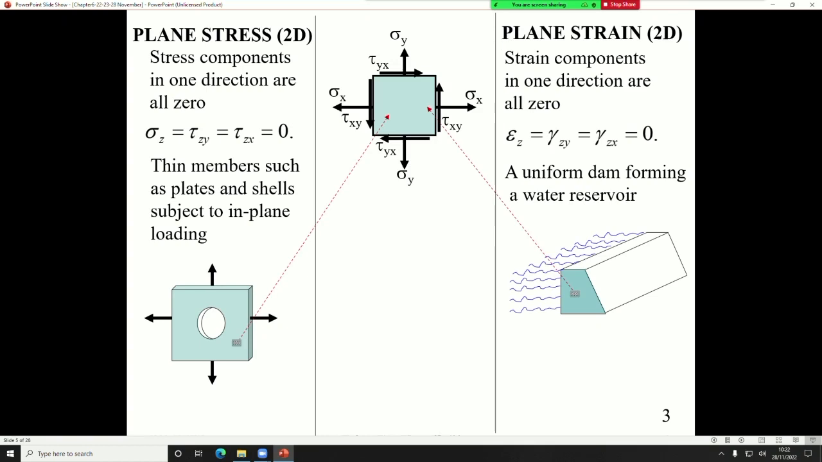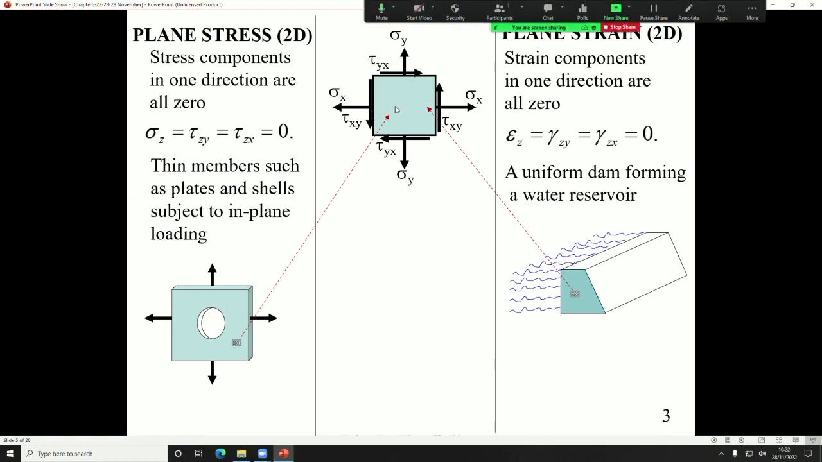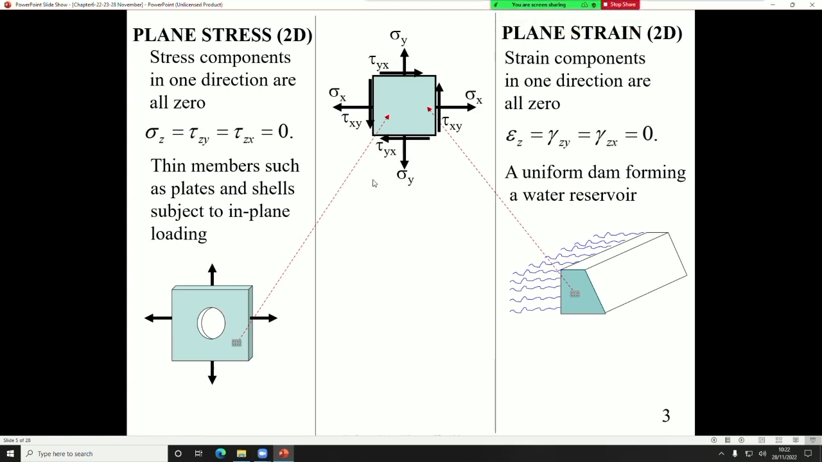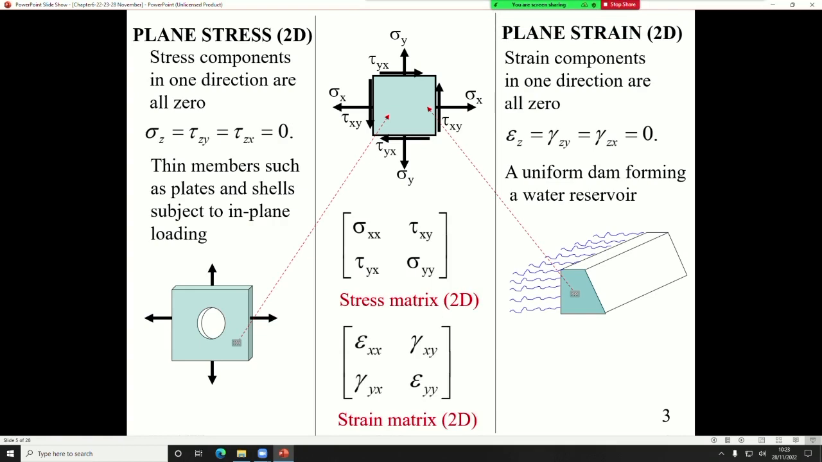you have at most three stress components. This is what we covered at the end of chapter one. Two normal and one shear. And because of rotational equilibrium, shear stress must be the same, complementary. So therefore, this is the stress matrix for a two-dimensional problem, planar stress or planar strain, and this is a strain matrix for a two-dimensional problem.